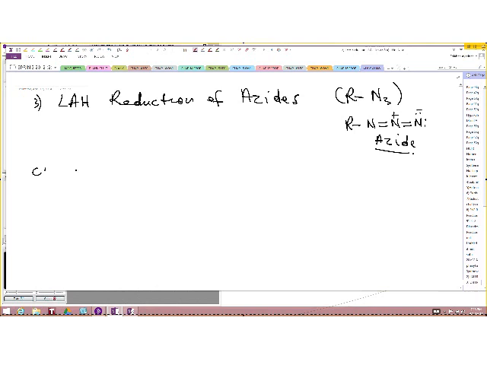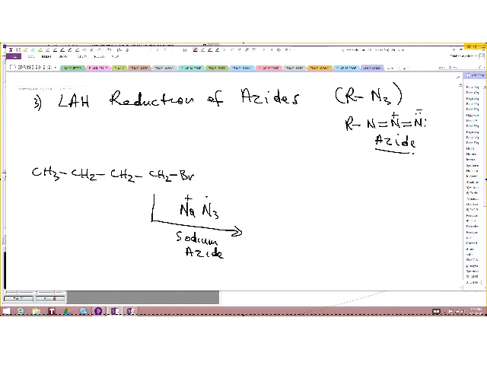Okay, to make the azide, you do an SN2 reaction. Take an alkyl bromide or chloride, or any alkylating agent that has a good leaving group, and you take sodium azide. The sodium azide behaves very much like sodium bromide or sodium iodide. So this is an SN2 reaction. The azide will come here, displace the bromide, and you get your alkyl azide.